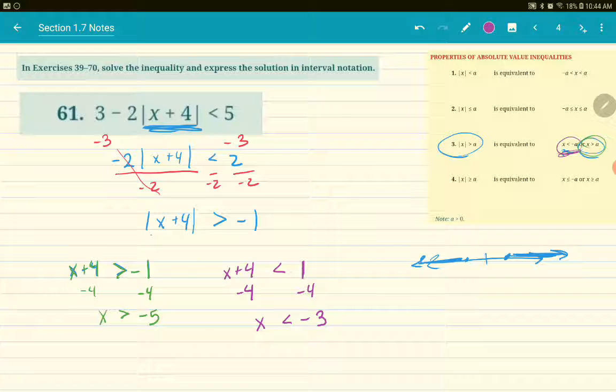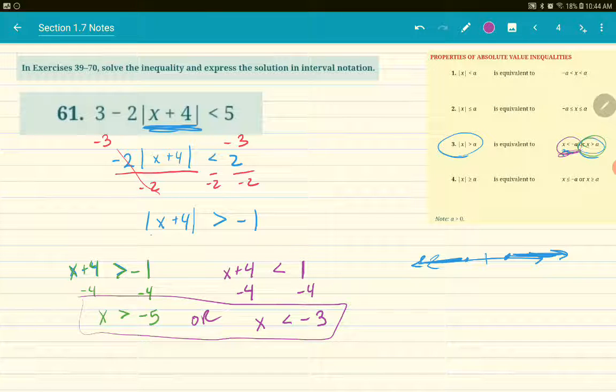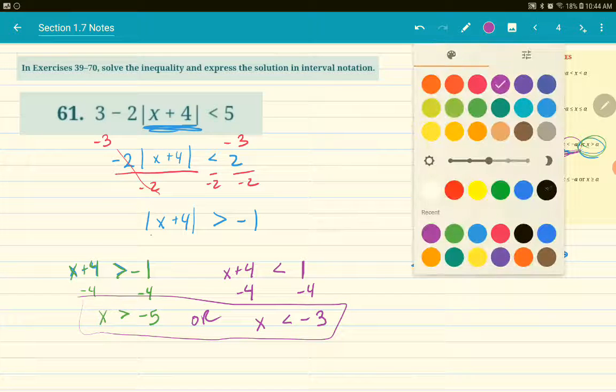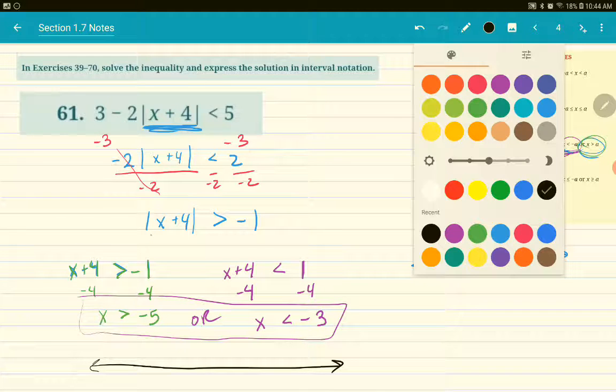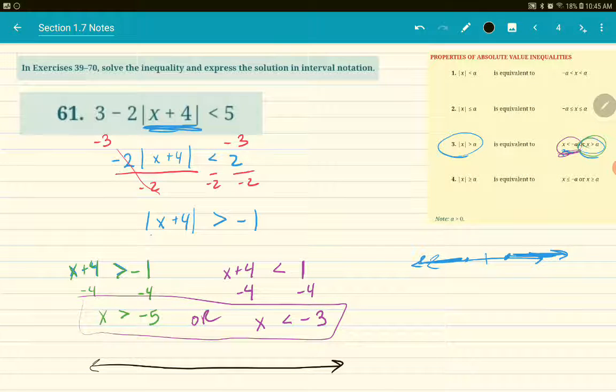Now I have to express that in interval notation. There's an or between these. So that's the final answer, but I need to express it in interval notation. So I like to look at a number line and think about what that looks like. And I think, okay, so the negative 3 and negative 5, negative 5 comes first, and then the negative 3. And the green was the greater than, so that means the arrow is going to go that way. So I start at the negative 5. Oh, something's not right.